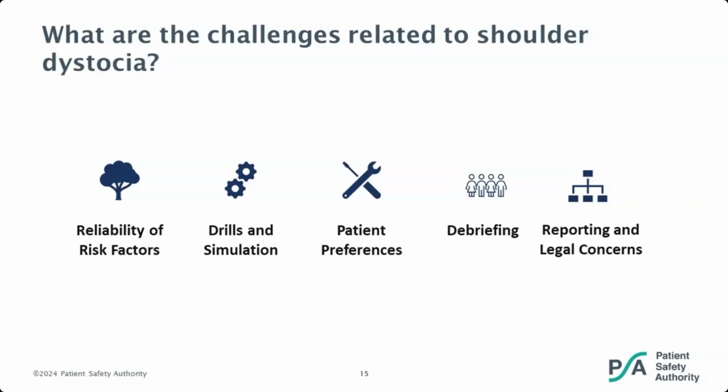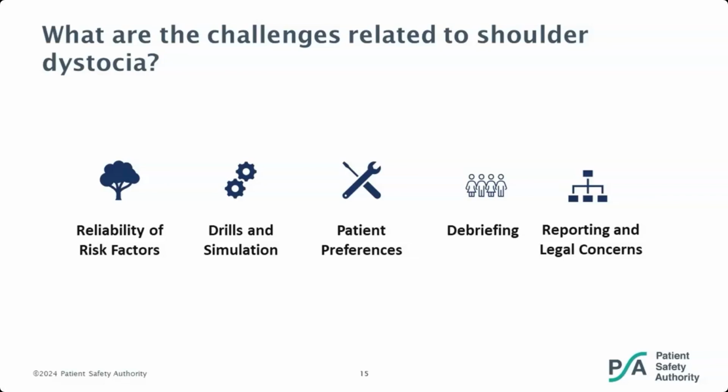Another area was patient preferences. One person mentioned that at their birth center, providing guidance to patients as they're deciding on the place of birth can be really challenging, especially given the unreliability of shoulder dystocia risk factors. It was noted that it can be difficult to balance safety and patient preferences when considering whether an infant should be delivered at a hospital or a birthing center.